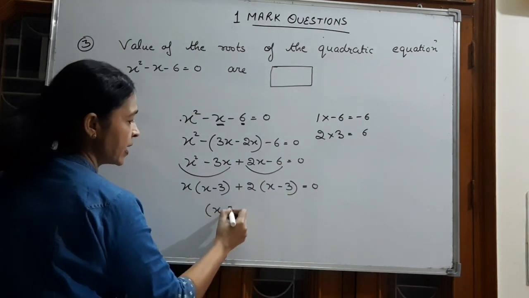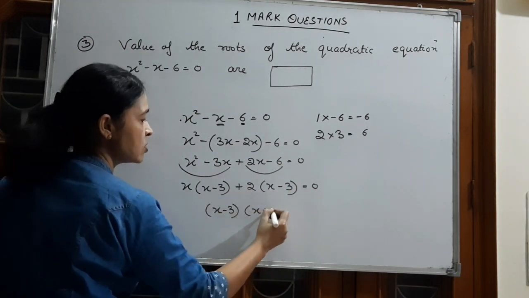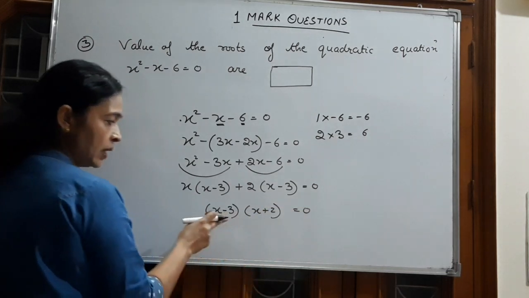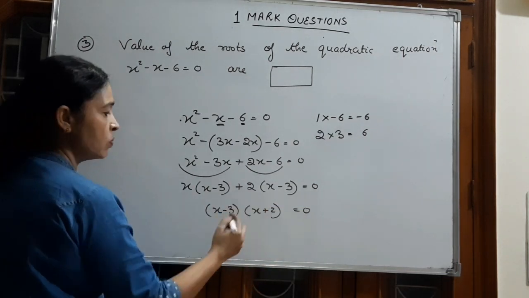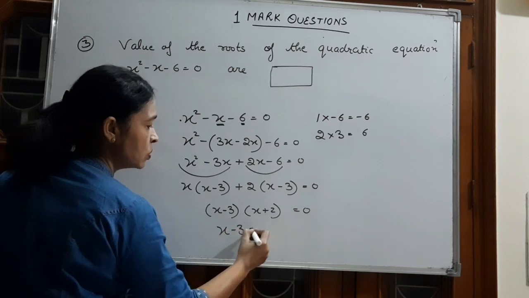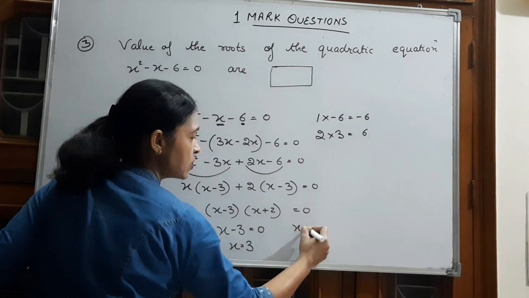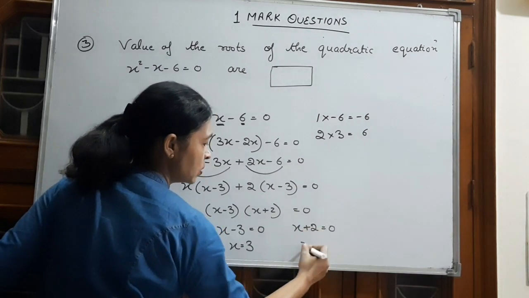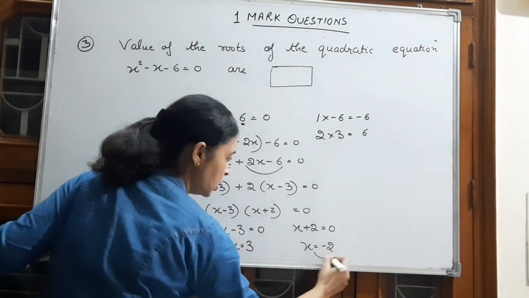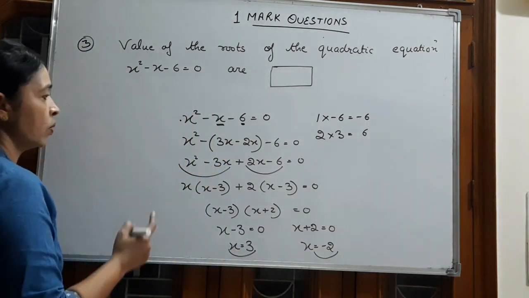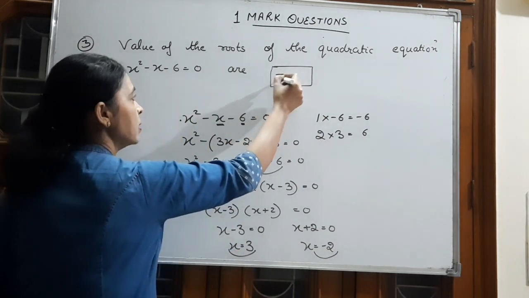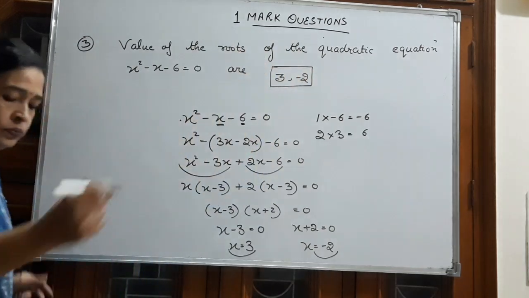We have two factors, x minus 3 and x plus 2 equals 0. Either this equals 0 or this equals 0. x minus 3 equals 0 and x equals 3. Or x plus 2 equals 0, x equals minus 2. Therefore, the roots of the equation are 3 and minus 2.